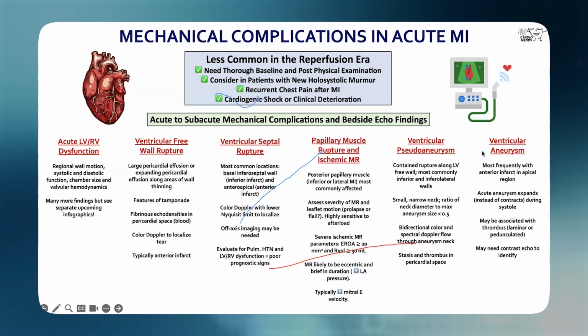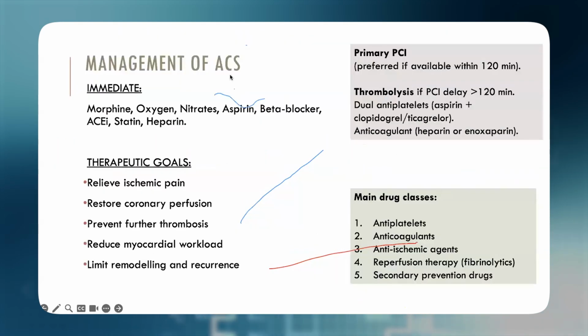Ventricular aneurysm, what can it result into? Again, stasis of blood, formation of LV clot. That LV clot may go and cause systemic thromboembolisms.